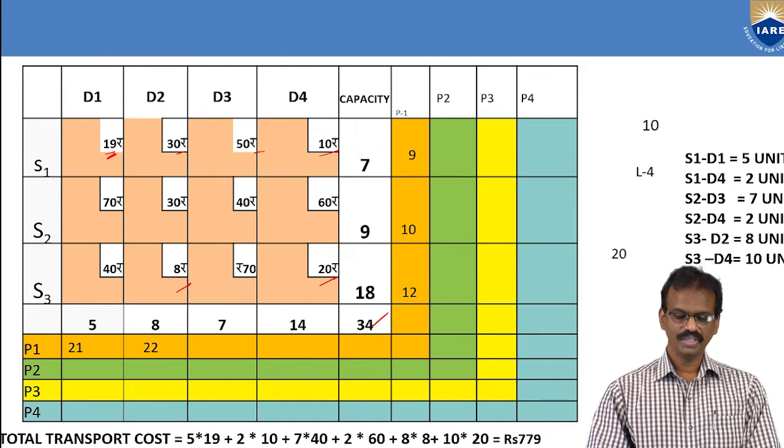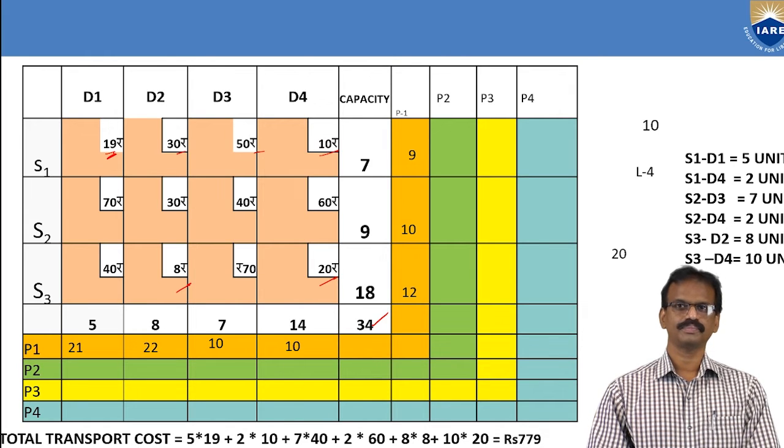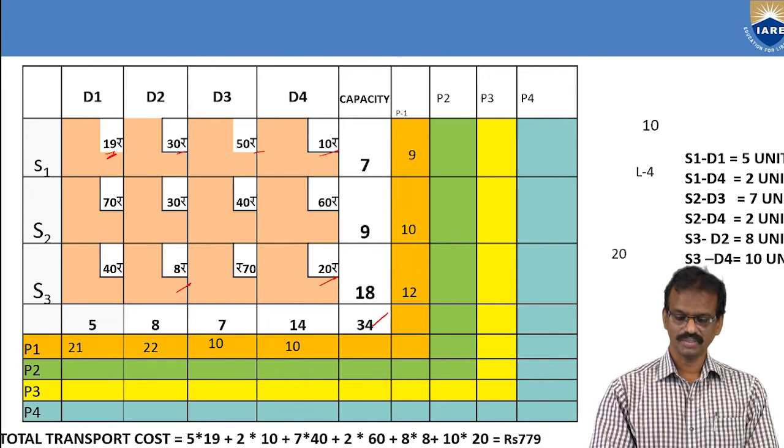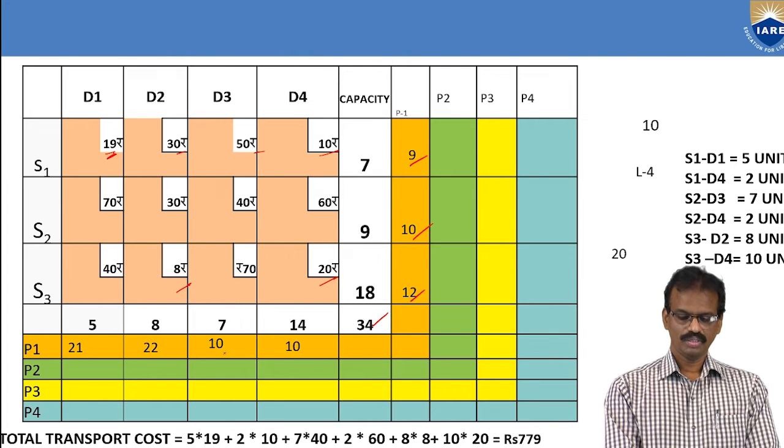Next, 50, 40 and 70. So 50 minus 40 is 10. Next, 10, 60, 20. The minimum value is 10 and the next smallest value is 20, so 20 minus 10 is equal to 10 here. These are the penalties: here 9, 10, 12, and here 21, 22, and 10, 10.